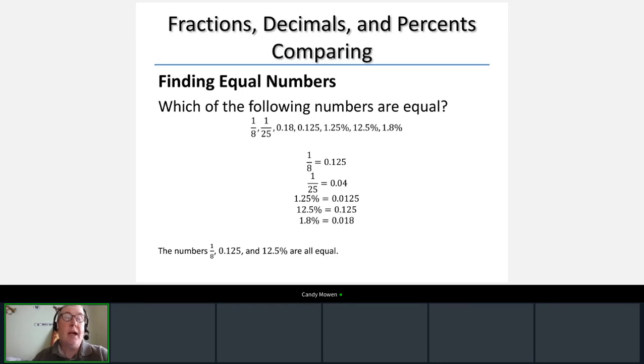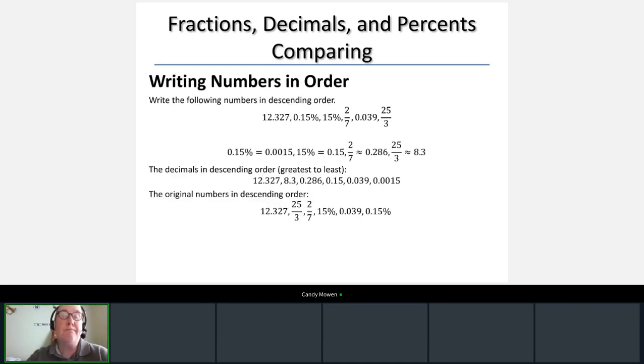Okay, so the numbers 1/8, 0.125, and 12.5% are all equal. Even though when you look at those, you have to convert them to see what the equality is. And that's how you would do that, finding equal numbers.